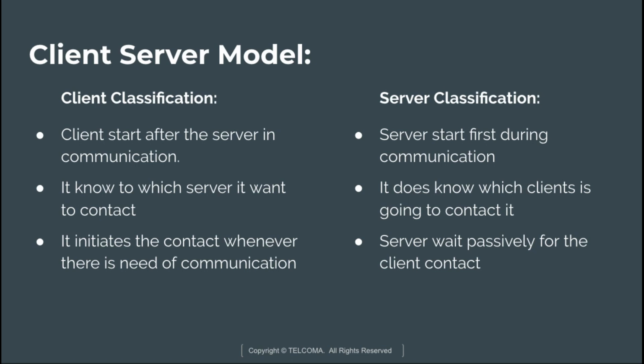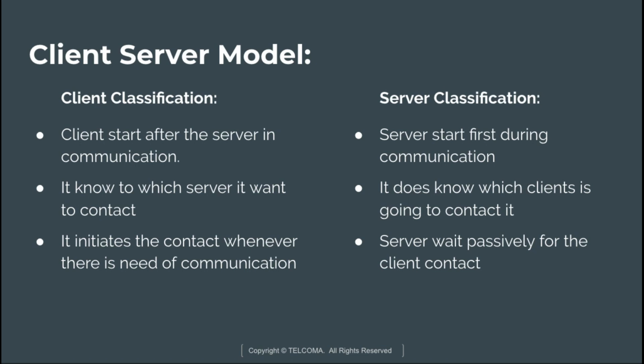The next one is client classification and server classification. The client starts after the server comes into the communication, whereas the server starts first during the communication. So it tells which part of the communication will start first: the server will start first, and after that the client will start. The client knows which server it wants to contact, whereas the server doesn't know which client is going to contact it.